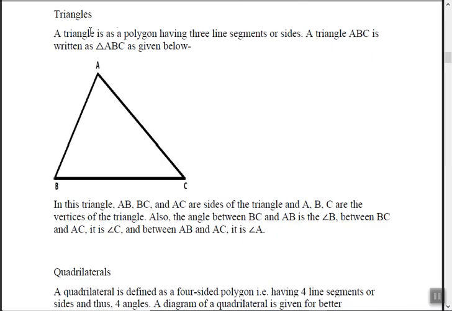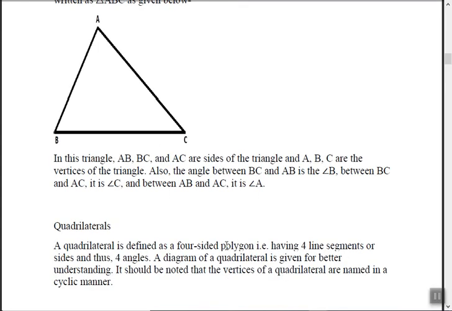Triangle. A triangle is a polygon having 3 line segments or sides. A triangle ABC is written as this triangle figure and ABC as shown below. In this, capital A, B and C are called vertices. Then the angle between the sides BC and AB is called angle ABC or simply angle B. Then BC and AC give angle ACB or simply angle C. Similarly the third one.